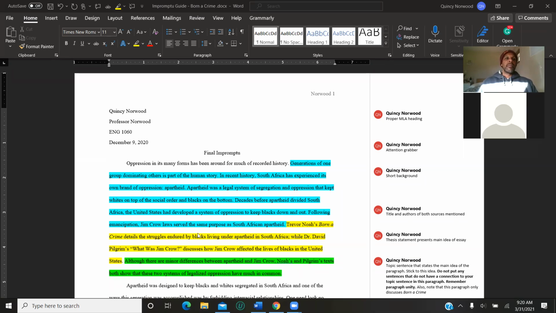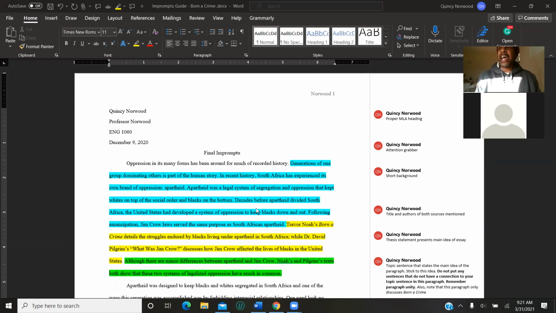blacks down and out. Following emancipation, Jim Crow laws served the same purpose as South African apartheid. All right. So when I say background, or context, just a line or two about apartheid, a line or two about Jim Crow South.